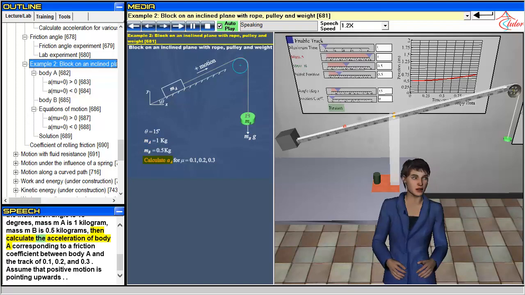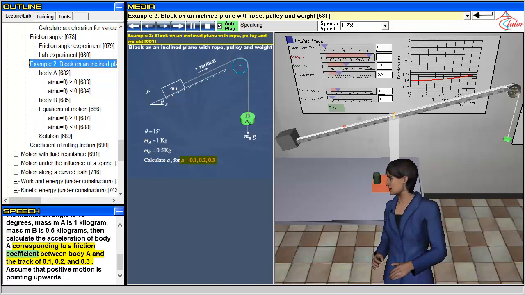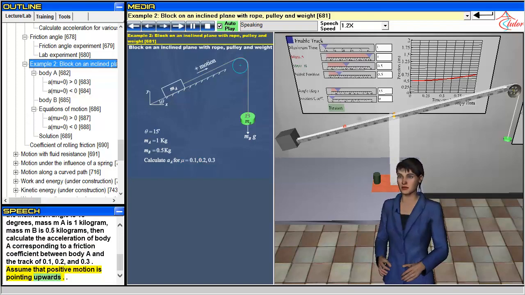Then calculate the acceleration of body A, corresponding to a friction coefficient between body A and the track of 0.1, 0.2, and 0.3. Assume that positive motion is pointing upwards.